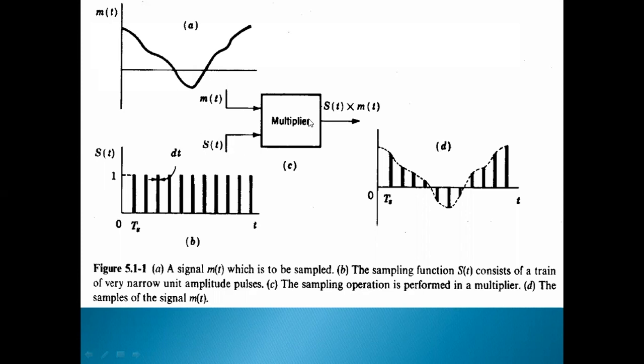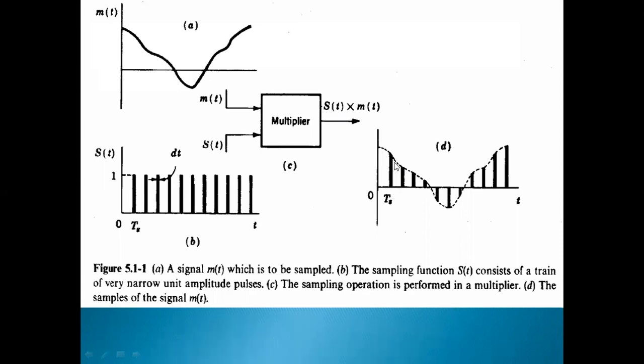Those two signals are applied to the multiplier. m(t) is a continuous time signal, and s(t) is a pulse train. When you apply them to the multiplier, the output is s(t) times m(t). Where s(t) is present, the signal is present. Where there is no s(t), the signal is absent, because s(t) is 0.